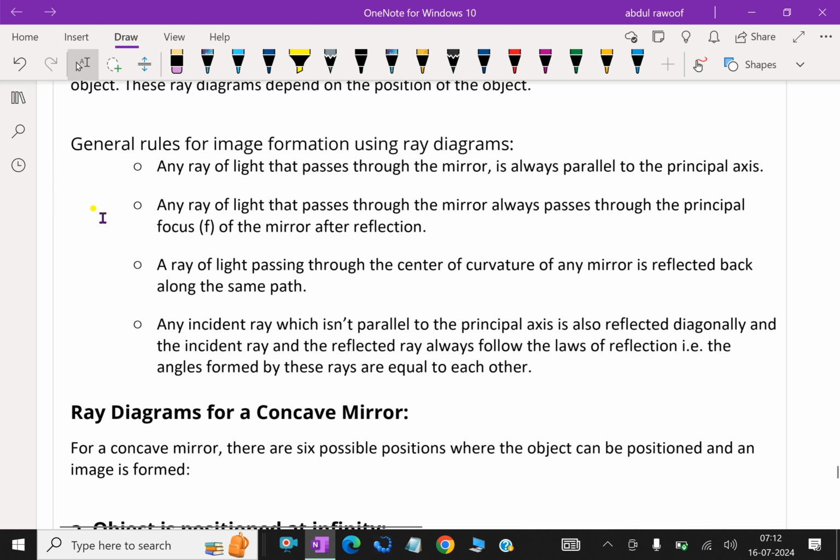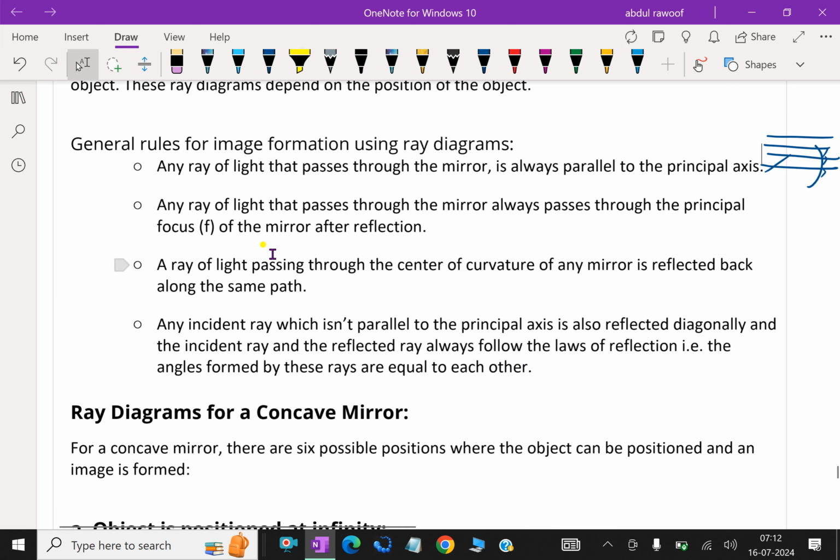Any ray of light that is parallel to the principal axis, you have to remember, is reflected by the mirror. That means look here, this is a principal axis, rays are like this.